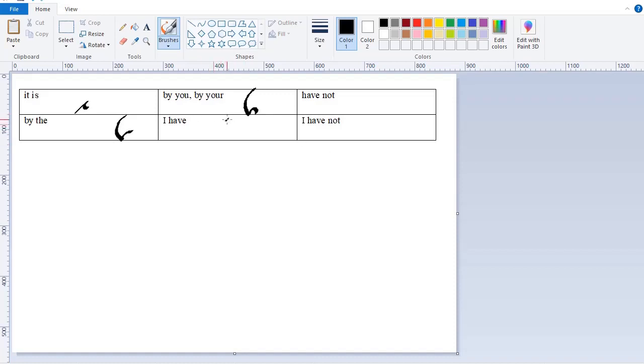I'm thinking about B. Next, we have I, and then V. Ayusin natin. We have I, and then V. I have. Next, I have not. We have I, have, and not. Okay, so those are our additional phrases.